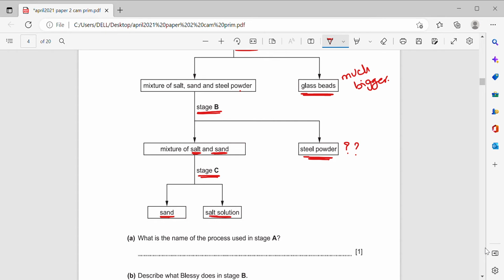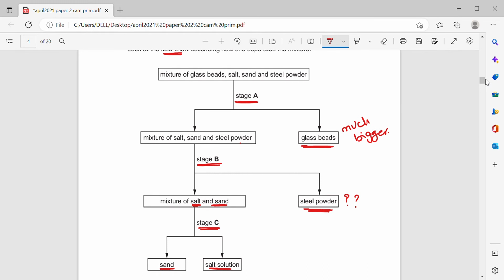What's the name of the process used in stage A? Stage A, she separated much bigger sized glass beads from a mixture of several powders. So what's the separation method? Great, sieving.